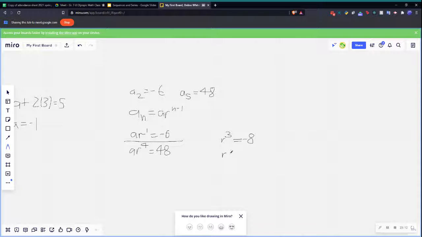So if we solve for r here, you can cube root both sides, but I'm just going to shortcut it. r would be equal to negative 2. So this would be your common ratio. Now we can substitute this into one of the two equations right here. Let's do it for the first one. So this would be a times negative 2 is equal to negative 6.